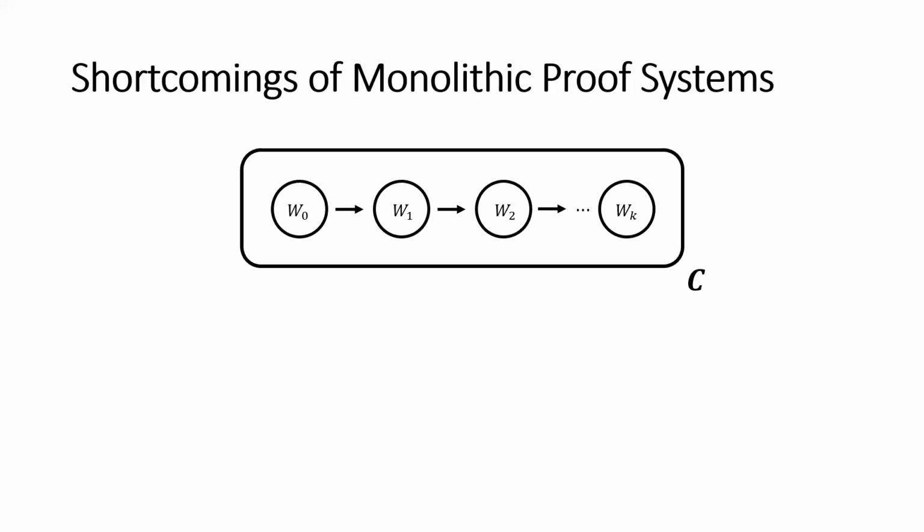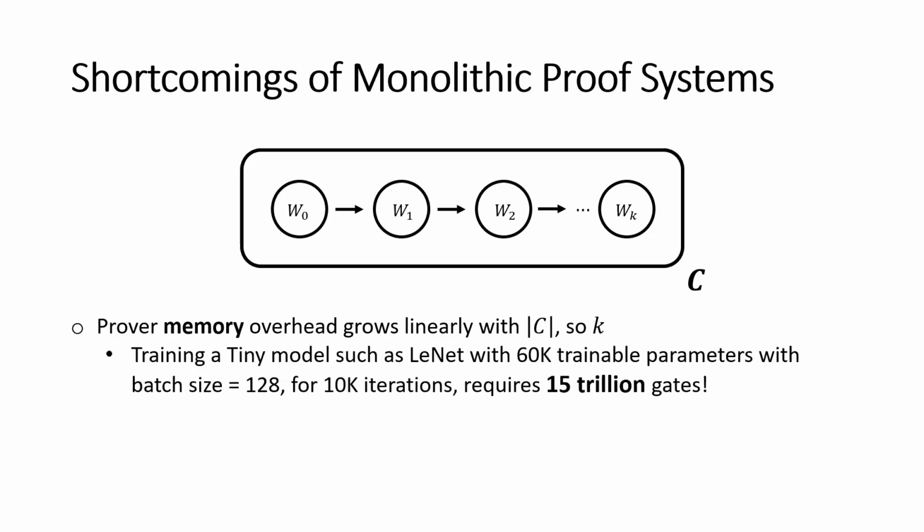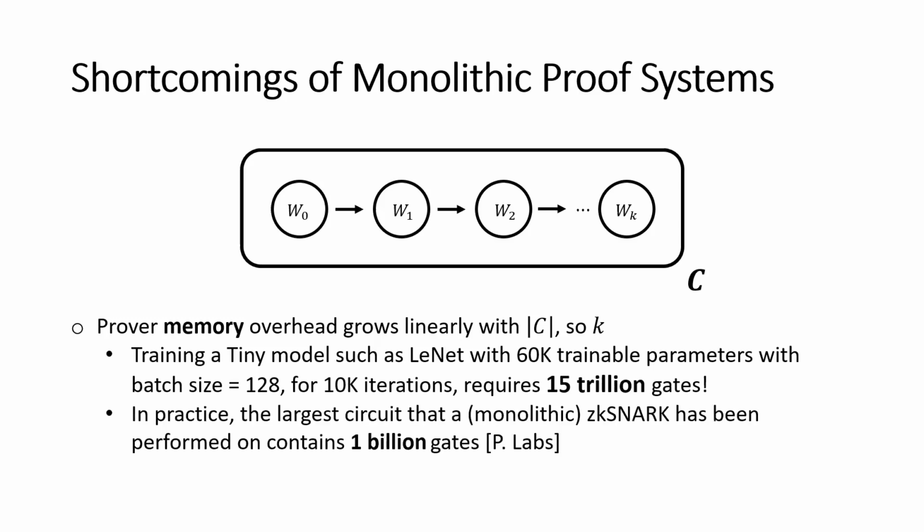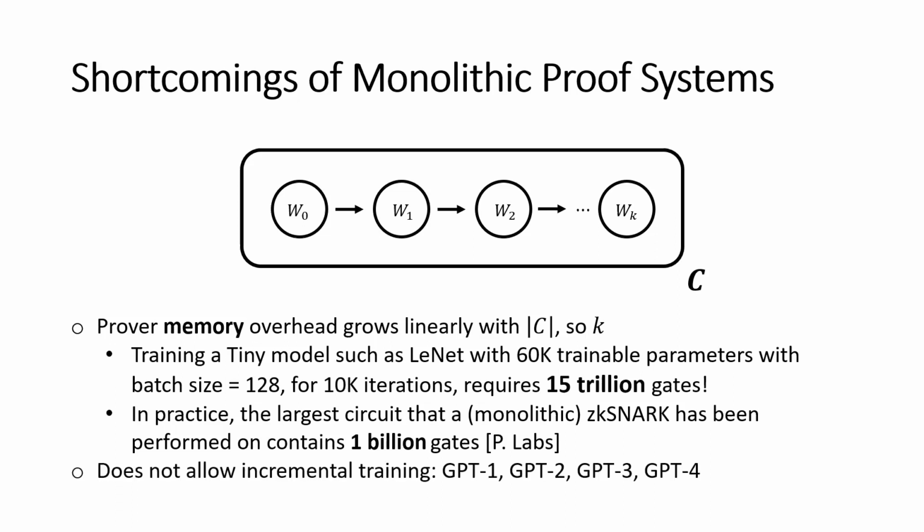Okay. The problem with generic zero-knowledge proof systems is that if we put all these updates into one circuit, the prover memory overhead grows linearly with the size of the circuit, so with the number of iterations. And training even a tiny model such as LeNet with 60K parameters with batch size 128, for 10K iterations, would have about 15 trillion gates. But in practice, the largest circuit that a monolithic SNARK has been applied to contains just 1 billion gates. And also it doesn't allow incremental training.